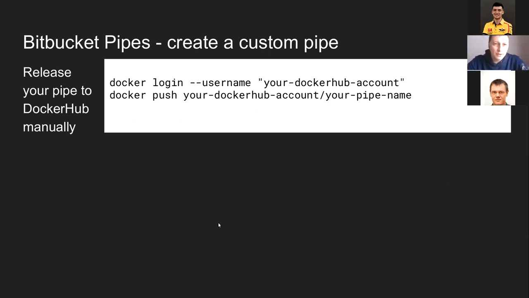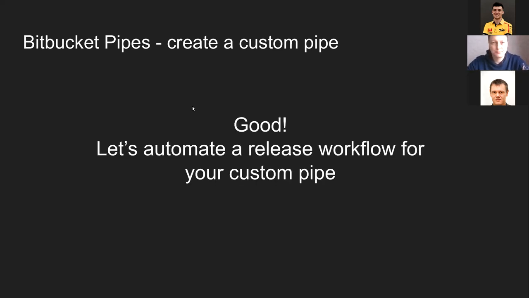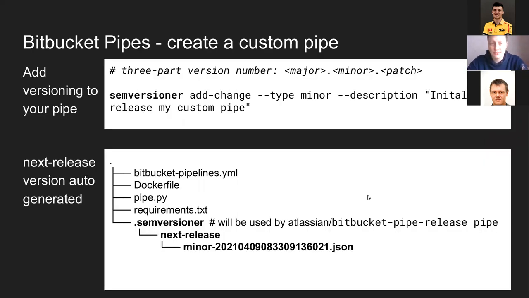And manually, to share it, we could push it to a Docker Hub account. Good. But it's manual stuff, so every developer wants to automate it. Let's automate the release workflow for your custom pipe and avoid manual steps.